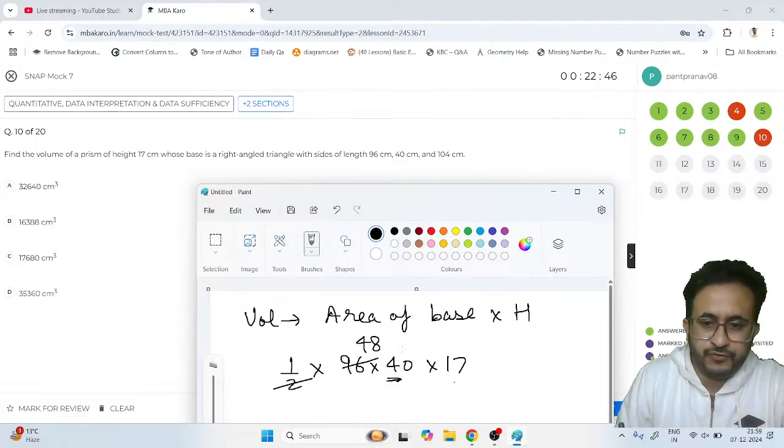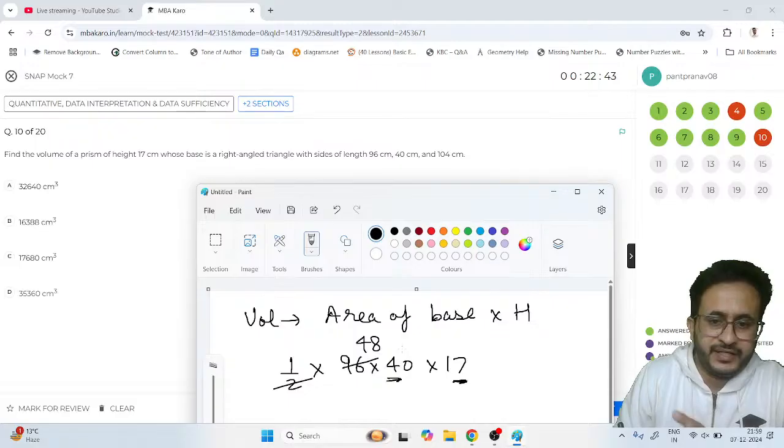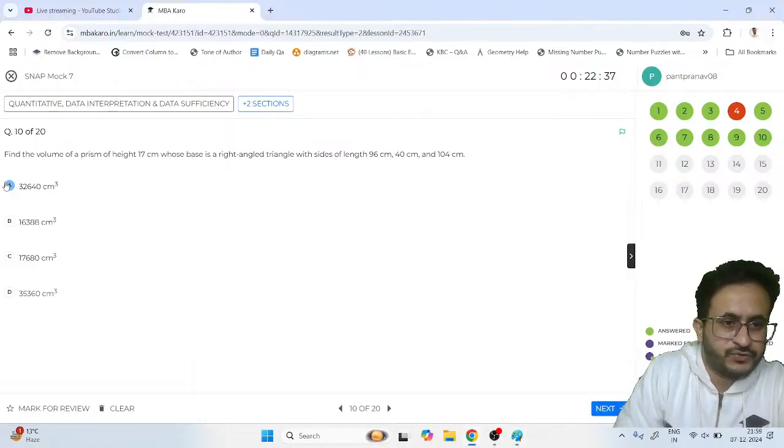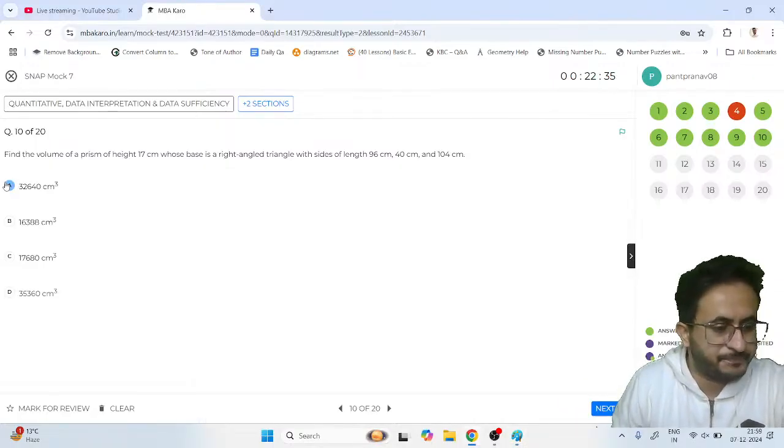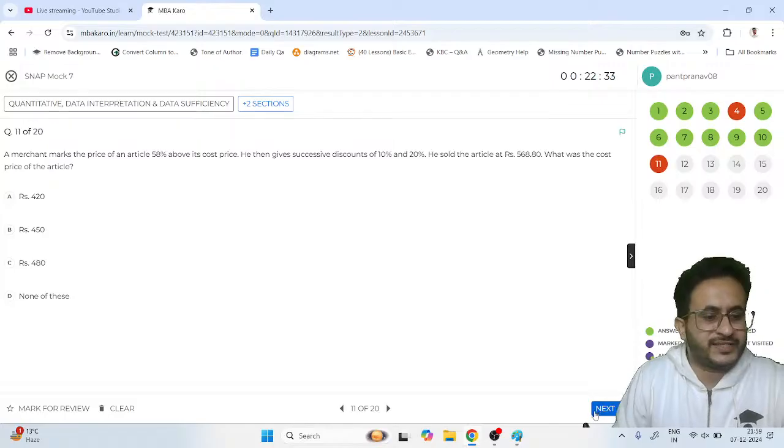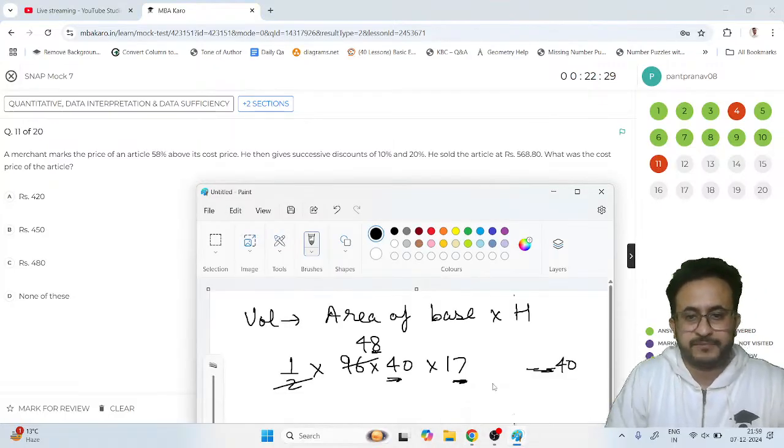Now see this, 4 into 7 is 28, right? Last digit is 8. 8 into 8 is 64. So last digit will be 4, so something ending in 40. There is only one option, which is option A. So these calculation hacks are a must. If you know these calculation hacks, you can do those fast.